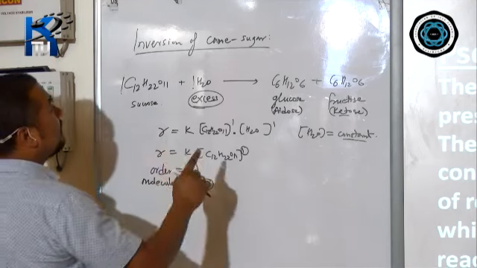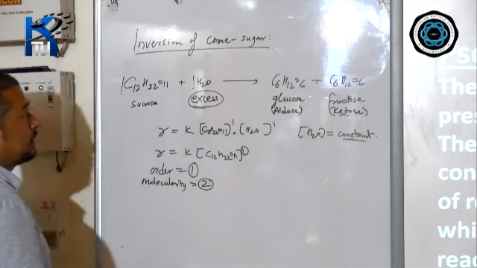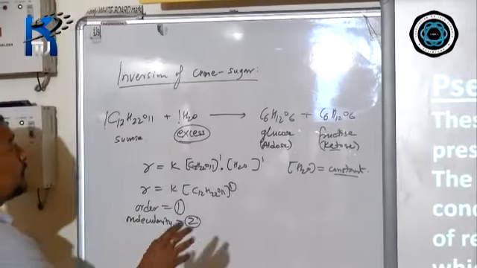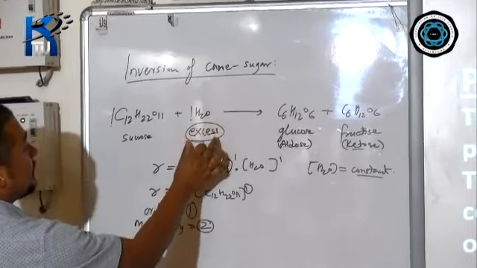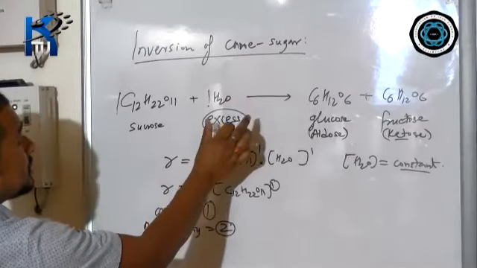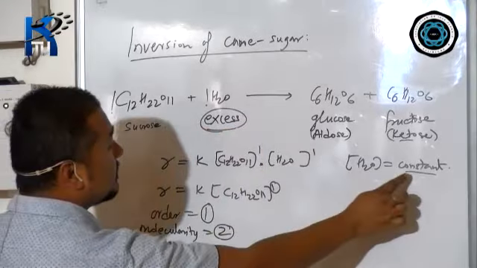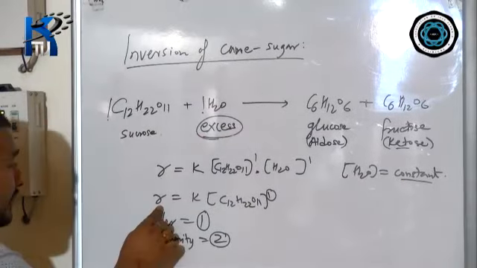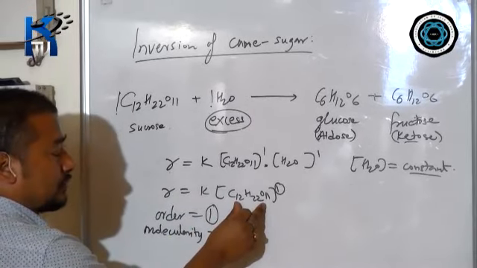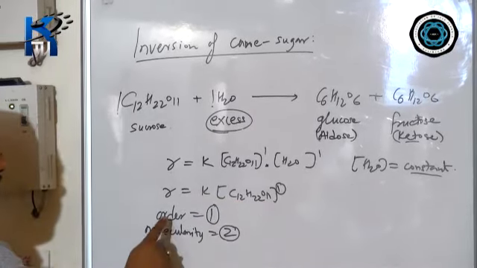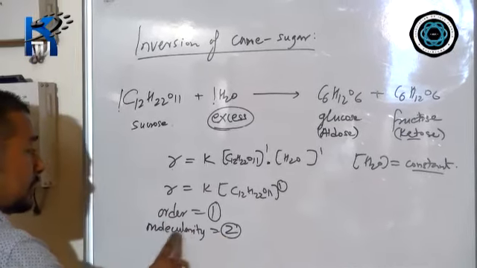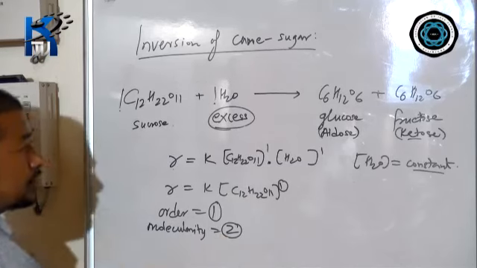So do remember the definition of pseudo unimolecular reaction this way. Pseudo unimolecular reactions are those reactions in which one reactant is present in excess amount than the other reactant. The reactant which is present in excess amount, its concentration is considered as constant, and the rate will depend only upon that reactant which is present in less concentration. And for such reactions, order will be 1 and molecularity will be 2. Not unimolecular, but it's bimolecular. So our molecularity will be 2.